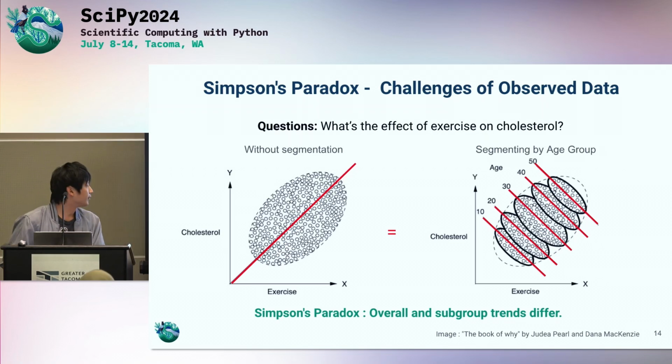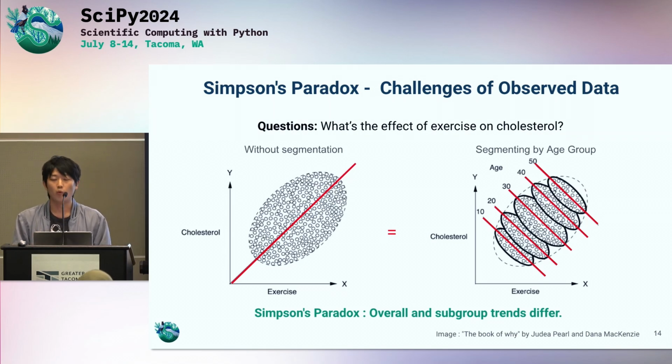The graph on the left seems to indicate that people who exercise more have higher cholesterol levels, which doesn't make sense based on our common sense. However, the reason is that we overlooked an important factor, age. The graph on the right breaks down the data points by age groups. When we consider age, we see that people who exercise more tend to have lower cholesterol levels.